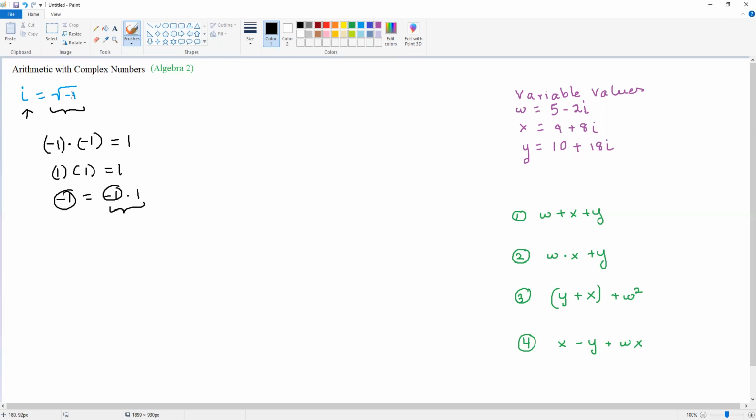So that's the whole idea of why these are called complex numbers. So again, restating it, i is equal to the square root of -1. Okay, so I'm just going to box that.